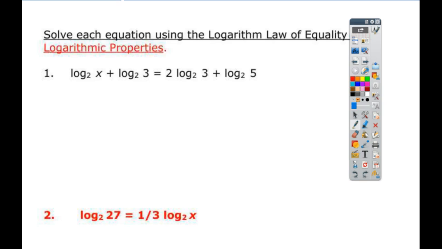Okay. Here we go. You need something to write with.